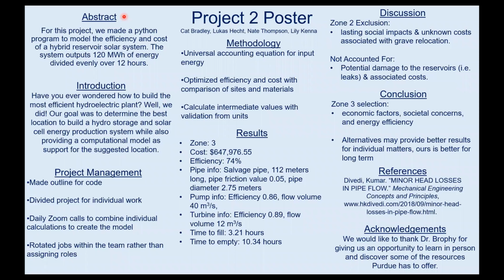The solar grid outputs 10 megawatts of energy every hour whenever the sun is out, and every hour that the sun is not out, the reservoir system outputs 10 megawatts. And this is how we went about solving the problem.